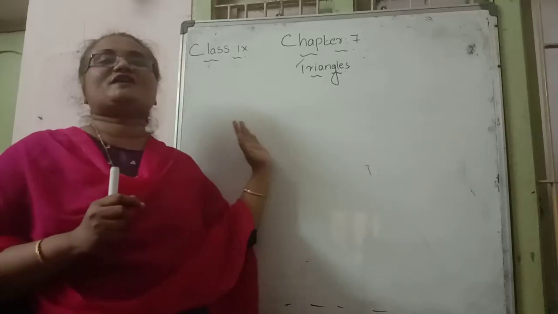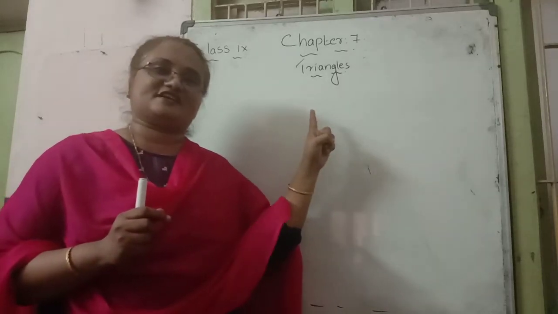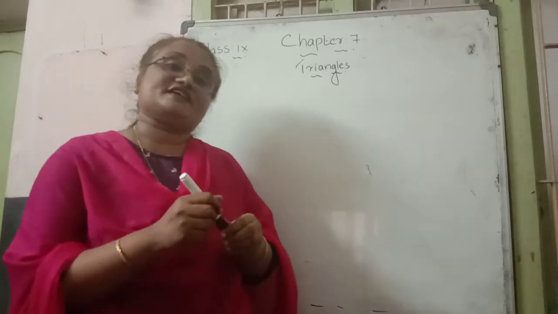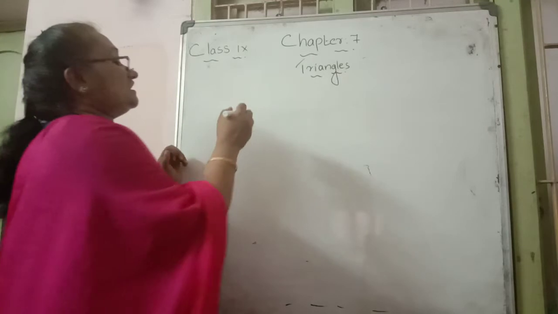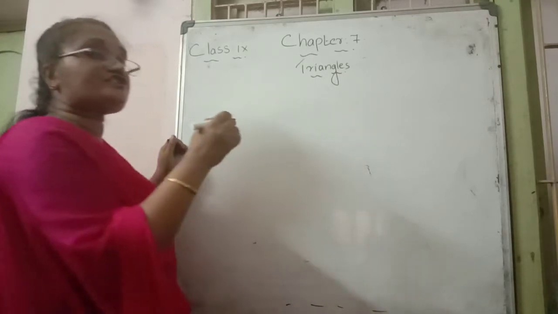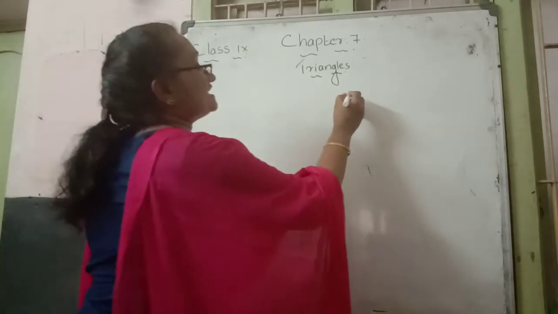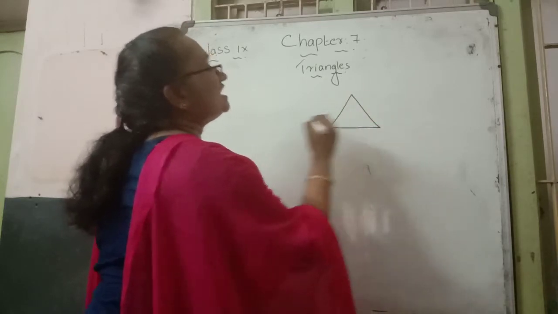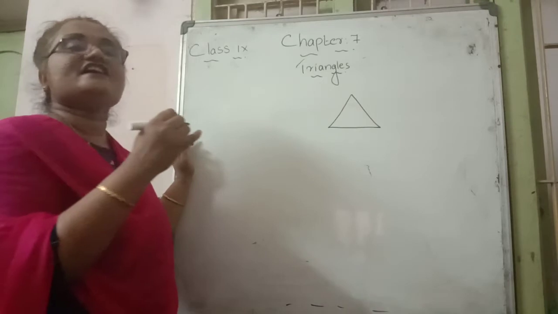Now we are going to learn about chapter 7. The chapter name is triangles. What is a triangle? Here, a triangle means a closed figure. Three lines are joined and we get a closed figure. That figure we call a triangle.